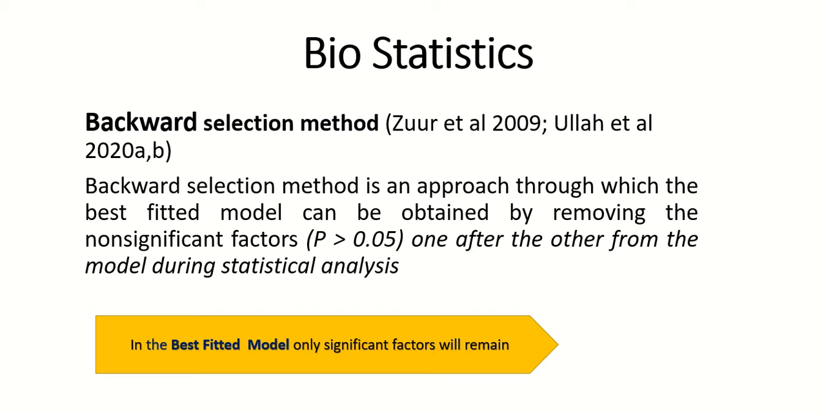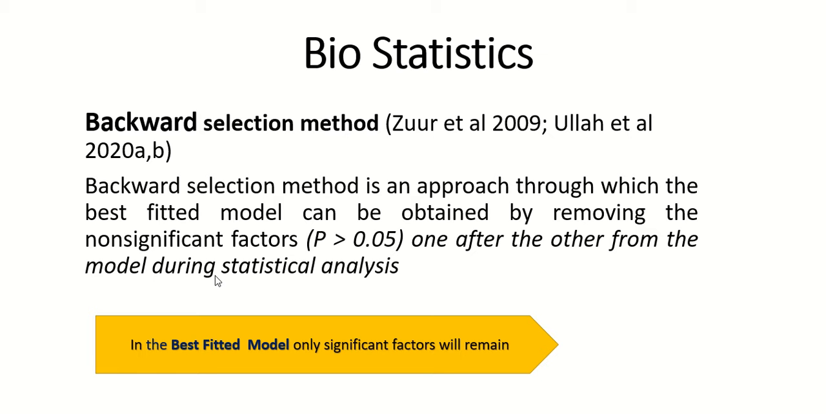What is the backward selection method? Simply, we can say that it is an approach in which the non-significant factors are removed one by one from your model and only the significant factors are left there. When you get all the significant factors there, you define what confidence level you are going to select. In today's study I have selected a 95% confidence level, which simply means a 5% significance value.